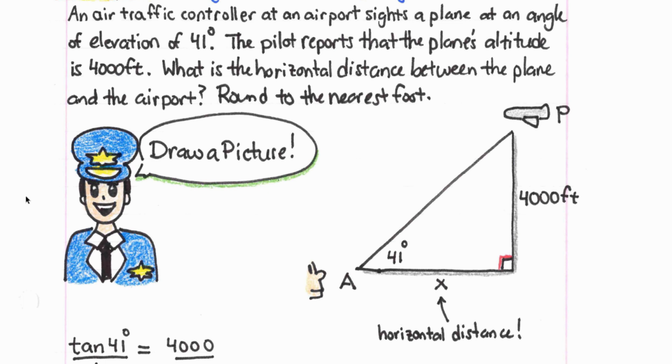There will be some problems in the homework where you'll be given a word problem and you won't be given a picture. So in those cases you need to draw a picture. So here's a picture. P is the plane, A is the airport. Since 41 degrees is an angle of elevation, the line of sight goes from the airport to the plane. 4,000 feet is the altitude, so that's the height of this triangle. X is the horizontal distance along the ground.